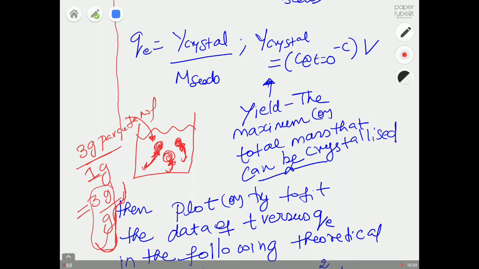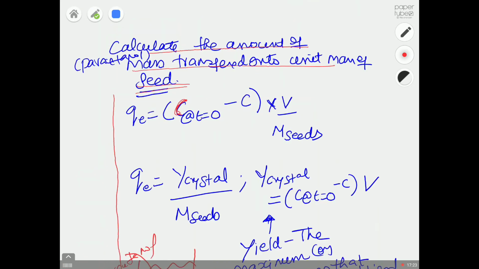So what's the mass of paracetamol transferred from the solution to the seed particles in that unit volume of the solution? Yes, that's what you have to do. So how to get that value? This is a simple mass balance equation. Anyway, I gave the formula, so you don't have to worry. So what is this? QE is nothing but this value, the amount of mass which we are transferring onto unit mass of seed. And this is your initial concentration.